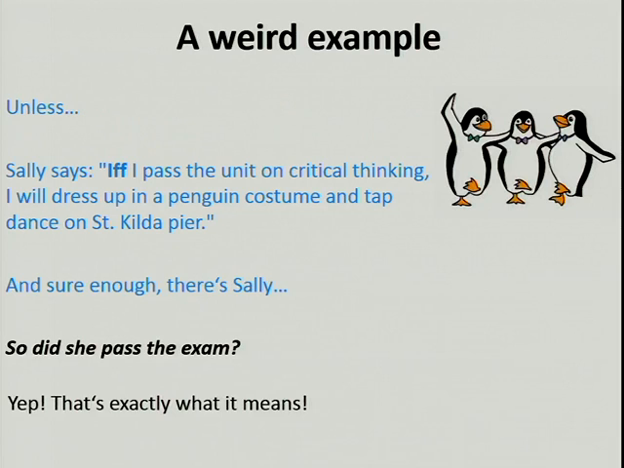The weird thing happens if we have something like this, and you might sometimes see this. Has anybody seen this before? So philosophers quite like this, right? And it's not a typo, if with two Fs, if and only if. And that works a little bit differently. So that is a biconditional use of if, and not just a conditional use. In this case, if we see her tap dancing on St. Kilda Pier, then she definitely passed that exam, because that was the only way, she had specified this before, that she was going to engage in penguin costume tap dancing behavior on the pier.